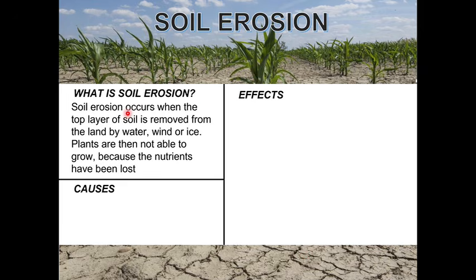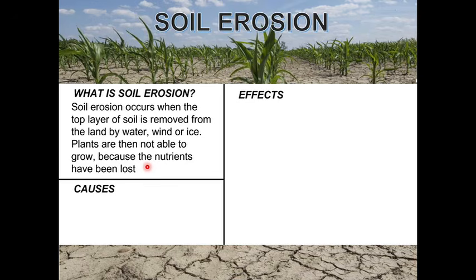Right, soil erosion occurs when the top layer of soil is removed from the land by water, wind, or ice. Plants are then not able to grow because the nutrients have been lost. And that's very, very important. The topsoil has been removed. That means that the nutrients are lost in that.